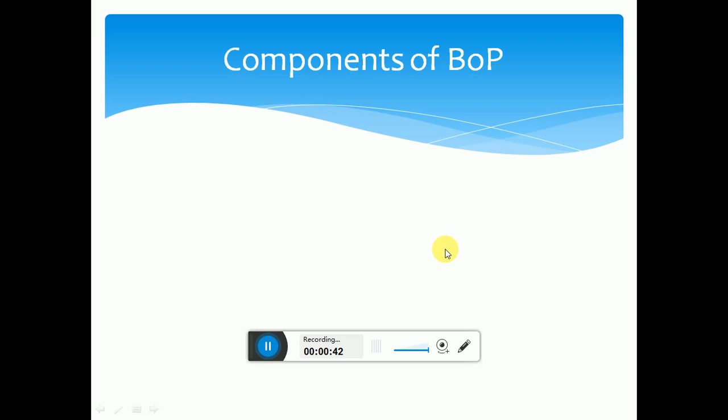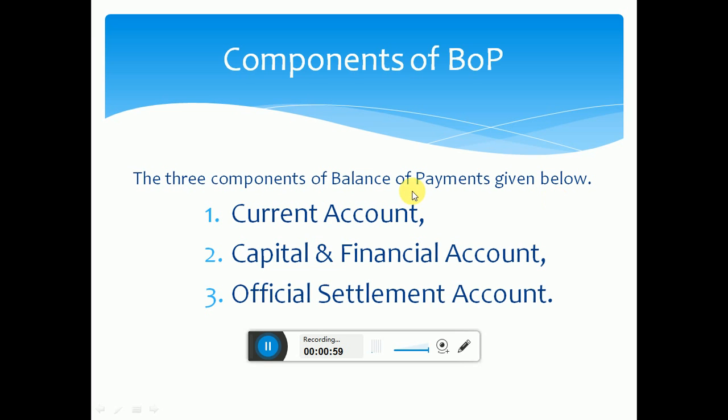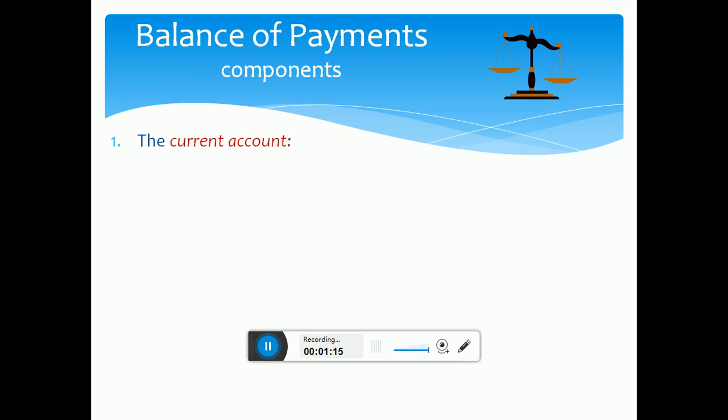Today we are going to discuss, then we discussed a lot about the balance of payment, so I'm not going to repeat. Today we are going to discuss the components of the balance of payment. Basically, there are three components of the balance of payment. The first one is the current account, then there is the capital and financial account, and the third one is the official settlement account. So first we are going to discuss the current account, what is basically the current account.